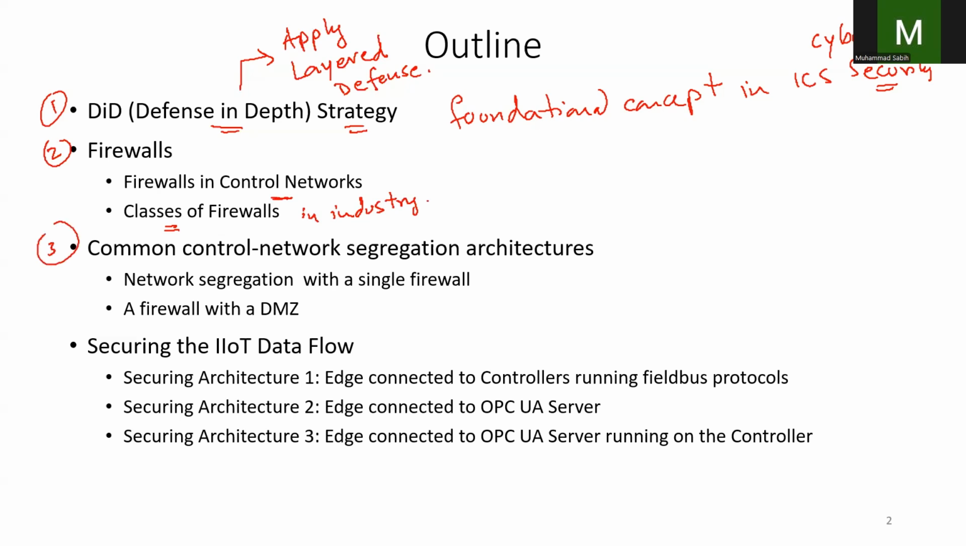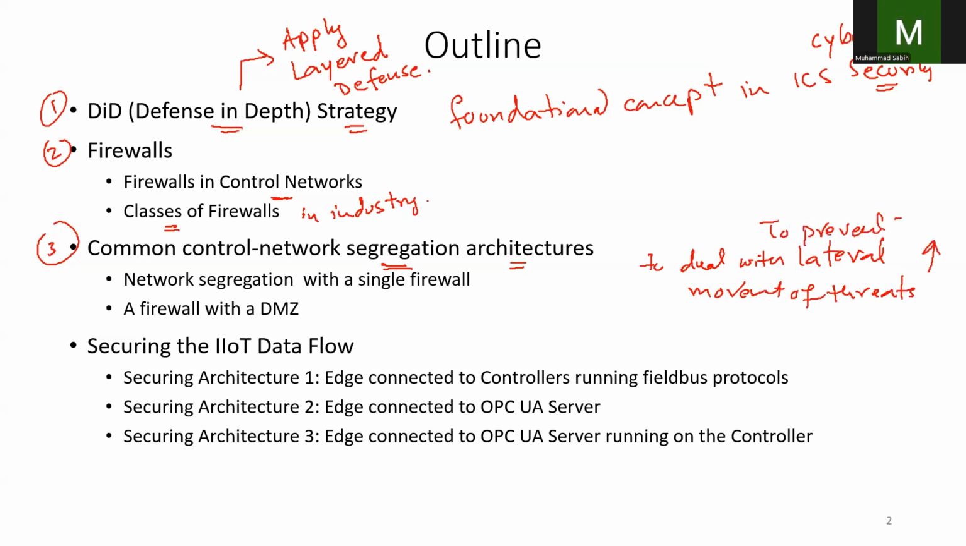Next, we will discuss the network segregation architecture, which is essential in preventing the lateral movement of threats. Basically, this is to prevent threats from moving laterally.